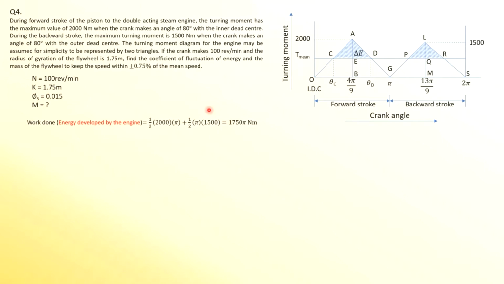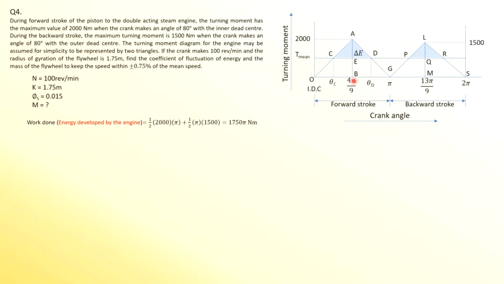So based on energy balance, before we work out the energy balance, first thing is let us find out the total area of these two triangles. We know that the area of your T theta diagram, or the crank effort diagram, is actually equivalent to energy. So this area here, the larger and the smaller one, would be equal to the total energy developed by the engine, which I have written here, which is also equivalent to the work done.